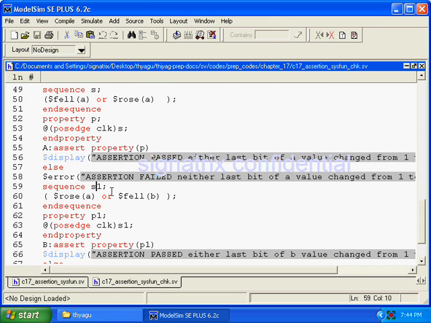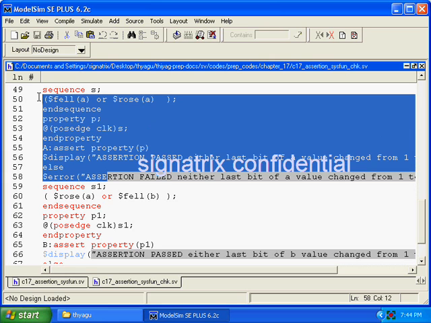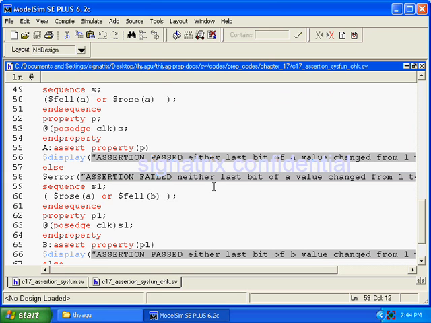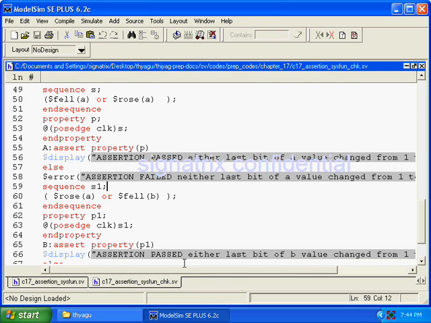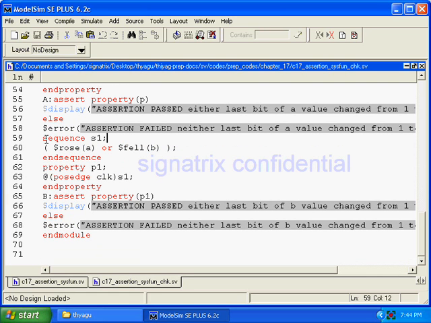Now look at here: error, assertion failed in either last bit of a value, change it from 1 to 0 or 0 to 1. So this is the first property, and the second property is what?